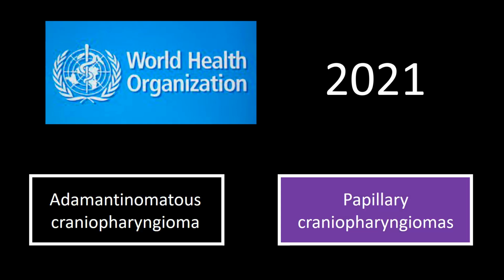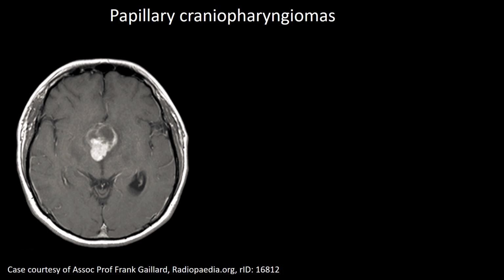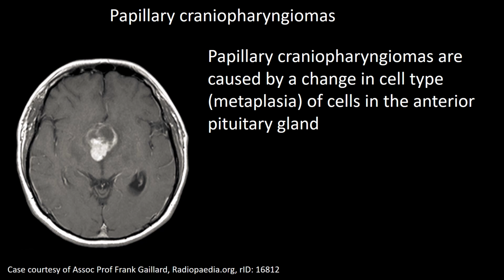I will now say a few words about papillary craniopharyngiomas. This tumor is not considered as arising from an embryological remnant, as the other type of craniopharyngioma is. This is an MRI of a patient with a papillary craniopharyngioma. Papillary craniopharyngiomas are caused by a change in cell type of cells in the anterior pituitary gland. They are more frequent in adults than in children.